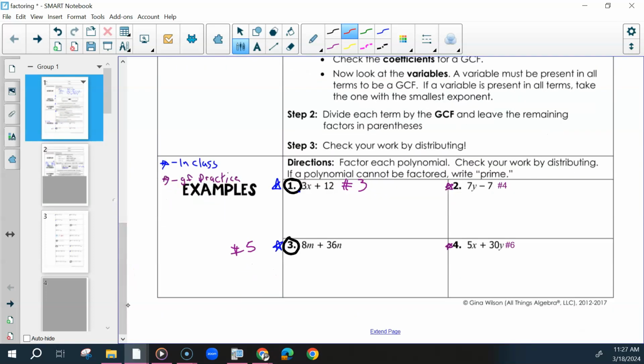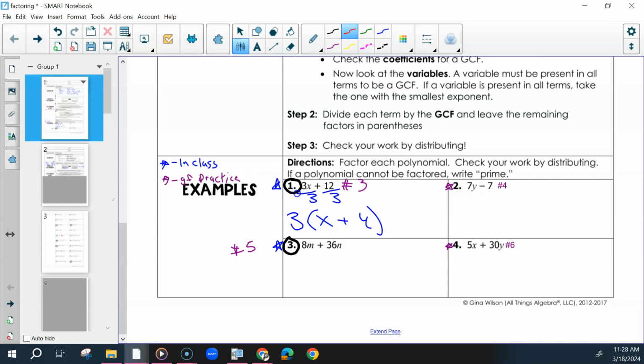Okay. So in number 1, is there something we can divide those both by? 3. So we divide this by 3. What's left? 1x plus 4. And if I were to distribute that back, we get 3x plus 12, which is the original, so that works.